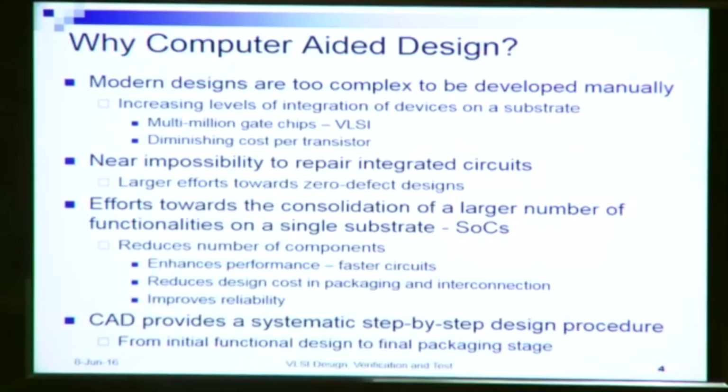And we have come today where there are multi-million gates per chip per substrate, and with that we have diminishing cost of transistor. Per transistor cost has diminished drastically over the years. So therefore on one side, because the number of transistors per chip has increased, we have been able to integrate more and more functionalities into the same design, on the same substrate, and hence the design has gone from simple to very, very complex and is almost impossible to be done wholly or fully by hand.